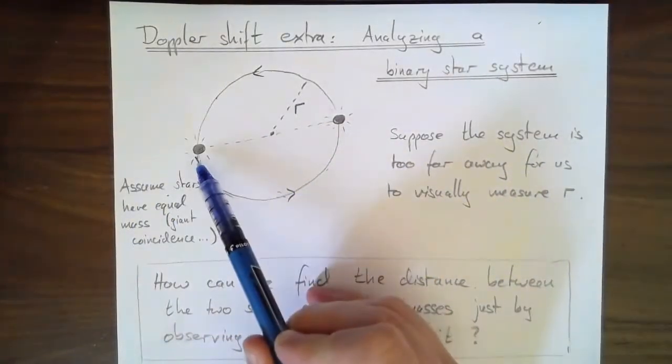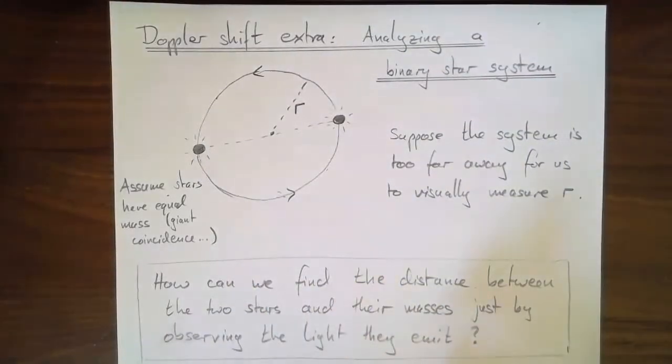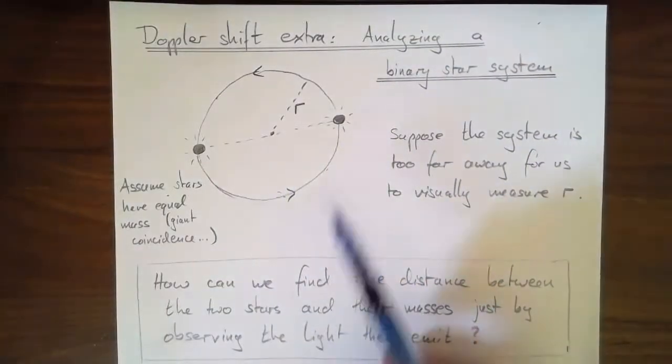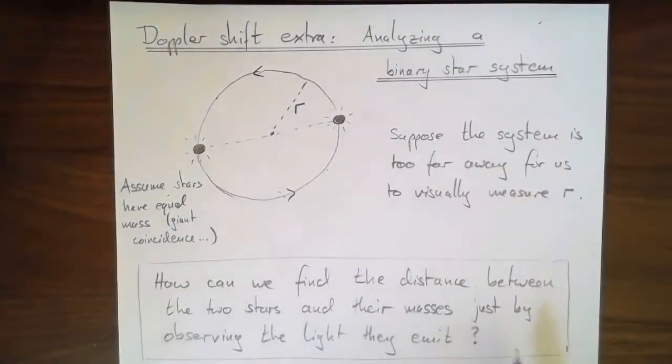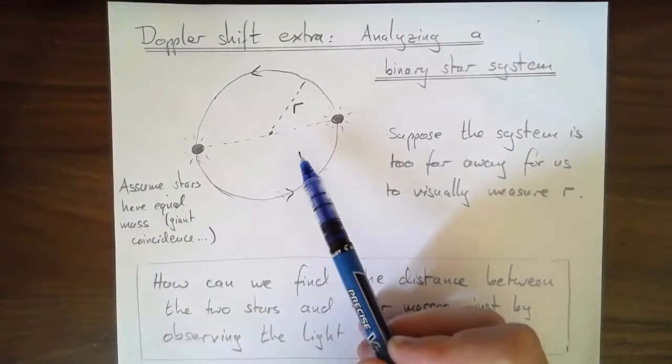So we're going to make the huge assumption that those two stars have the same mass. Right? That would be a giant coincidence, but there are systems where they're fairly close in mass to each other. There's some where they're hugely different, right? So the types of star systems out there are many and varied.